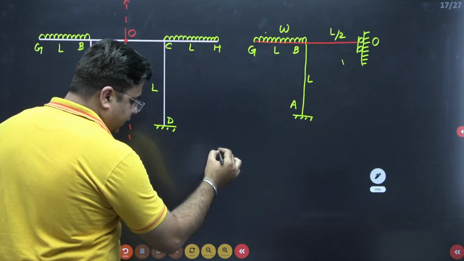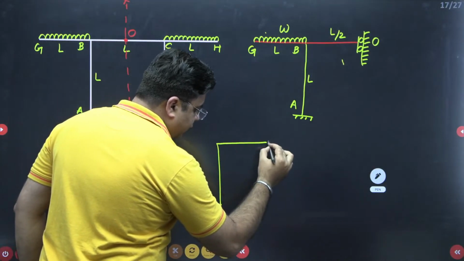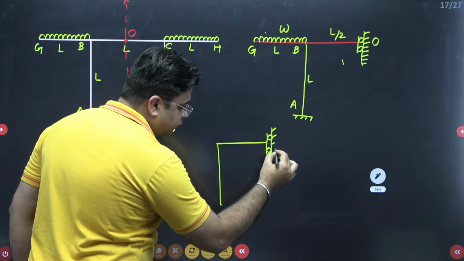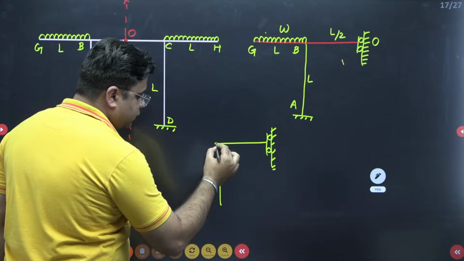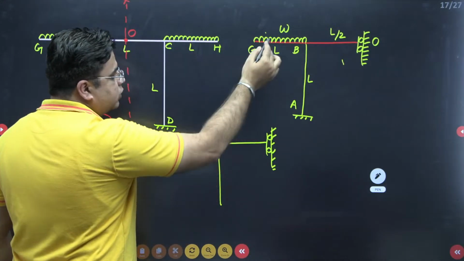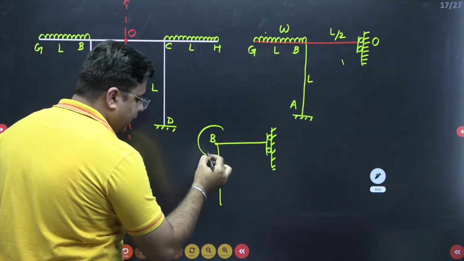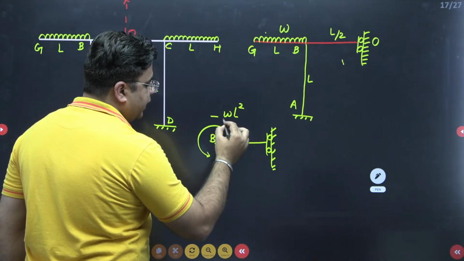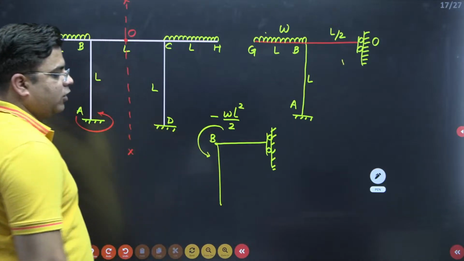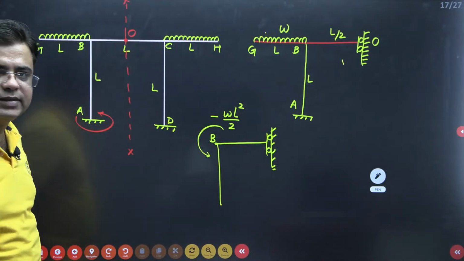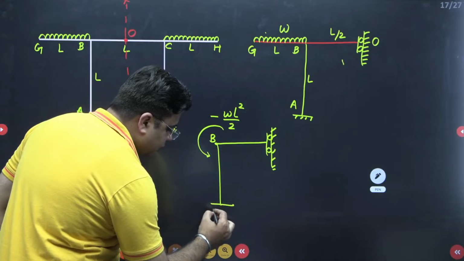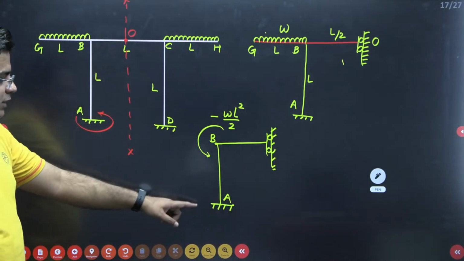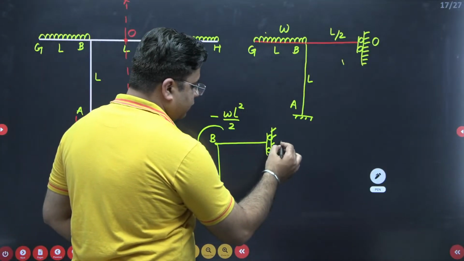So if this is my final condition, at B, due to this overhang, I have a moment like this, which is equal to minus WL square by 2. Because it's an anti-clockwise moment, that's why I am keeping the minus sign. Now, this is my joint A.